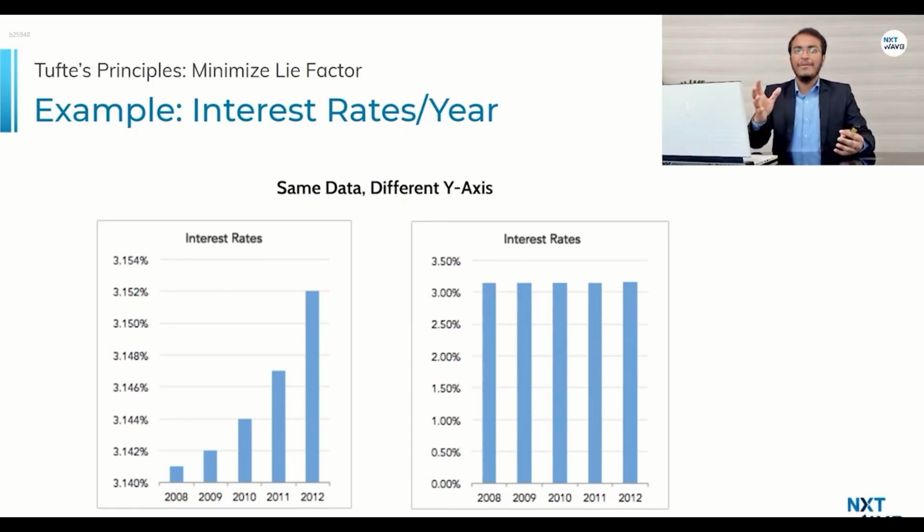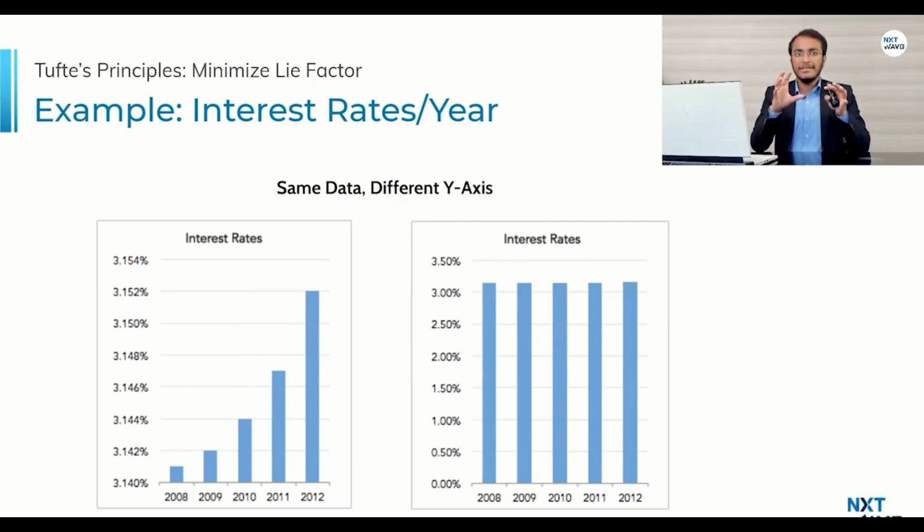Whereas on the right side you can see the appropriate representation for the same data. Now the data is the same, just the way we are visualizing the data has changed. On the right side, if you look at this visualization, you feel that the interest rates are more or less the same, right? Now that is a little more accurate visualization, which is giving the right kind of insight from the data about the interest rates.